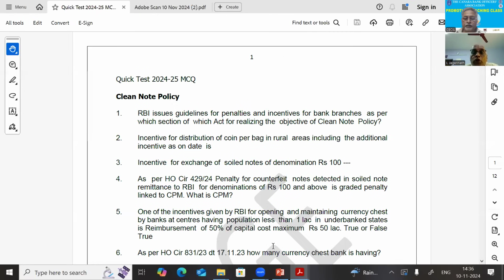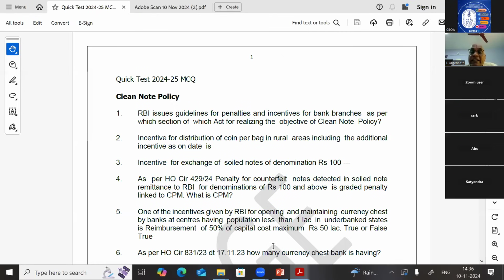Now, RBI issues guidelines for penalties and incentives for bank branches as per which section of which act for realizing the objectives of the clean note policy? So RBI gives these incentives to banks if they do certain activities. RBI will say these are the penalties we will impose on the banks if they are not carrying out our instructions. So with regard to currency management, what penalties and incentives will RBI impose on banks under certain guidelines? Under which section of which act?